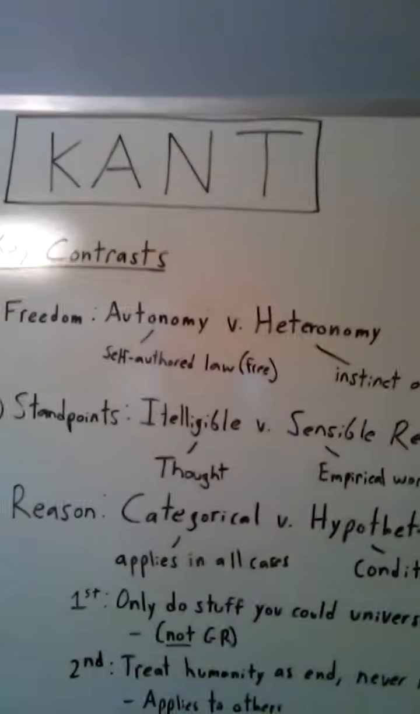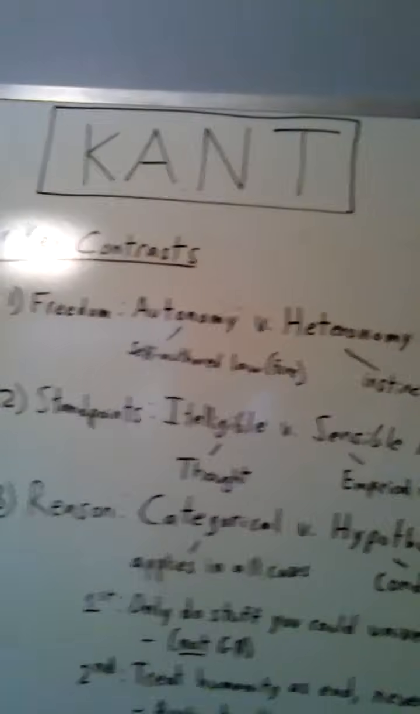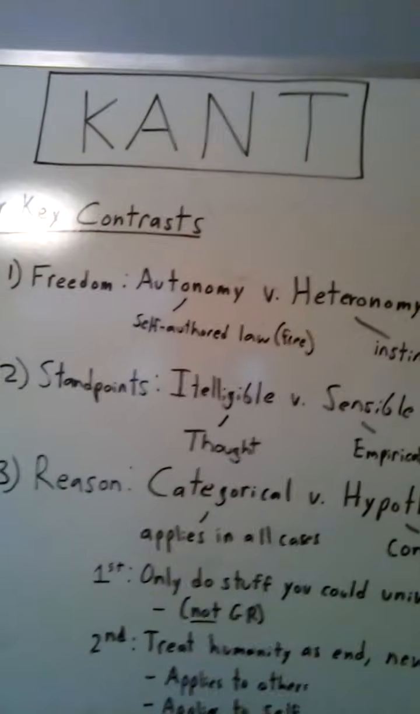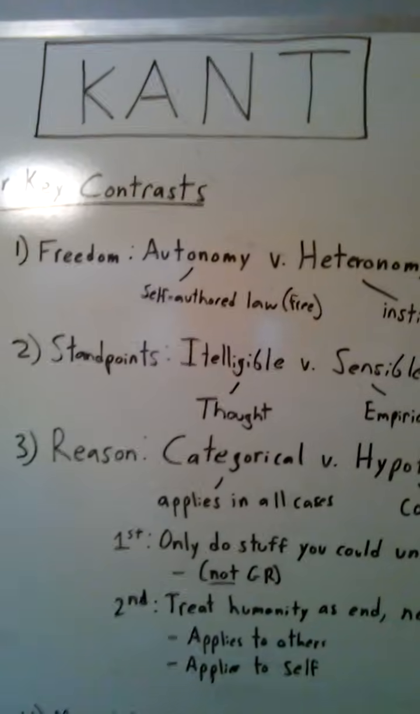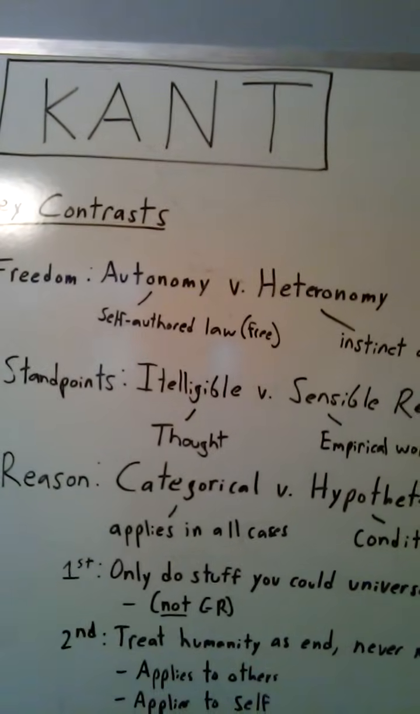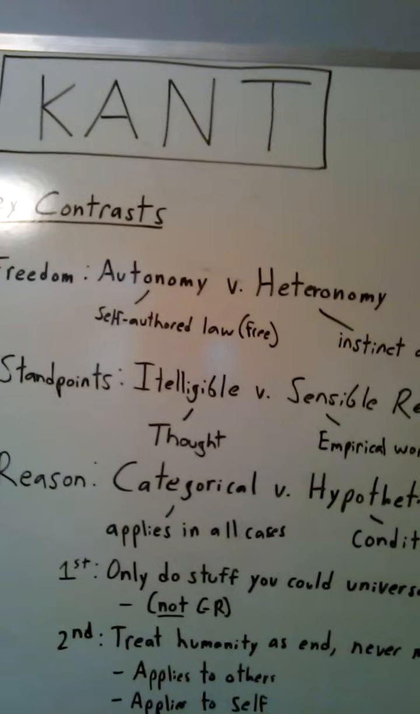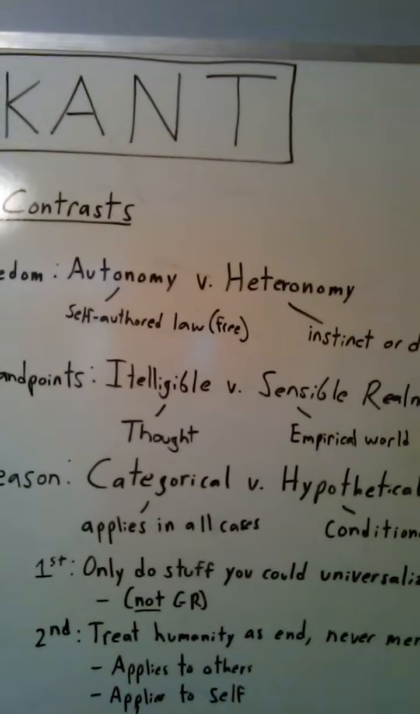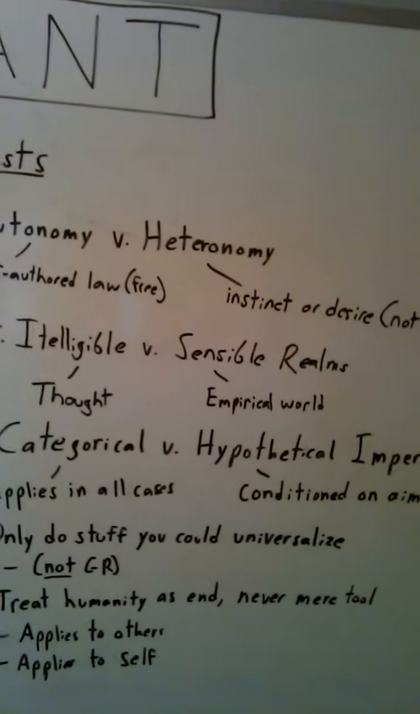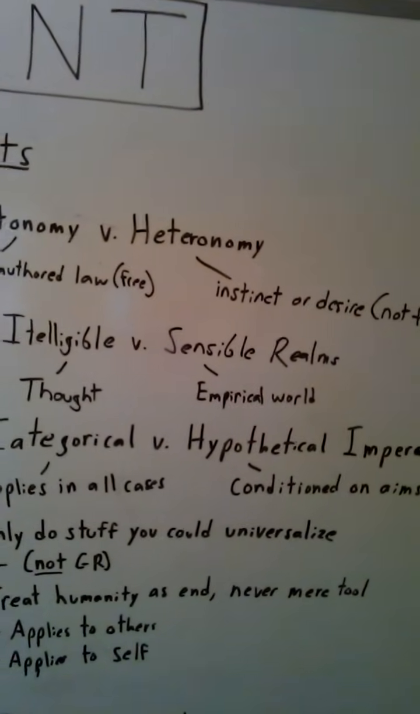So first of all, we've got freedom, and here we've got a distinction between autonomy and heteronomy. To do things from an autonomous perspective means to do them in a way that no one else coerces us, according to no outside forces. In this case, it's according to a self-authored law. To do things in a heteronomous fashion means to do them according to some external force. Here we're talking about instinct or desire. We're doing things because they make us happy or because our body or nature just tells us to do them.